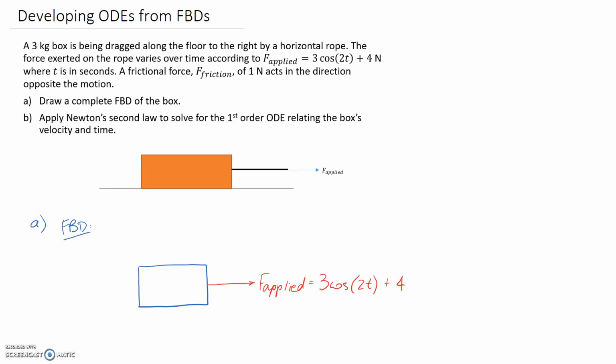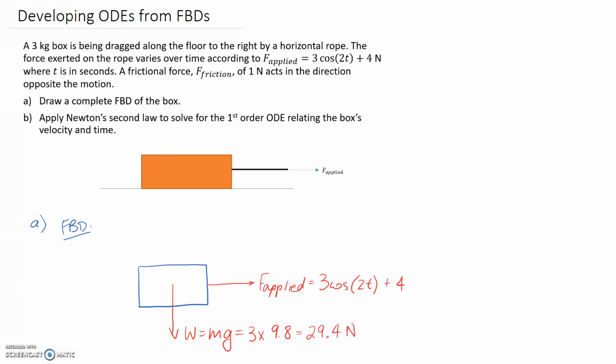The next thing I might consider is the fact that we know this box has a weight associated with it. So we know it's 3 kilograms, and if I apply that weight, it's going to be through the center of gravity, which I'll assume is at the middle here, and it's going to be equal to mg, so that mass times gravity. So that's going to be 3 times the 9.8, and this is equivalent to 29.4 in newtons.